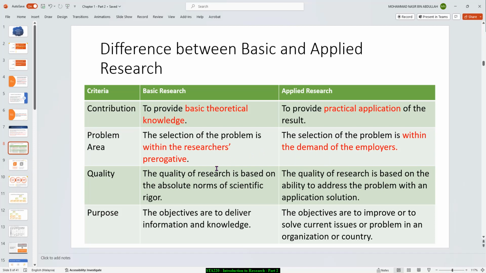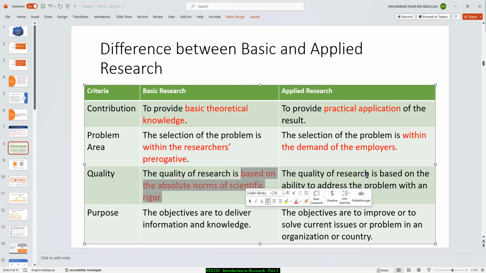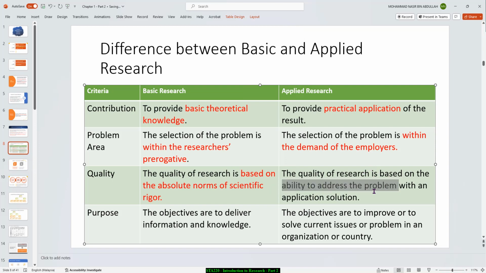So in terms of quality, the quality of basic research is based on the absolute norm of scientific rigor. Based on scientific norm, based on the absolute norm of scientific rigor, right? So the quality for applied research is based on the ability to address the problem with an application solution.